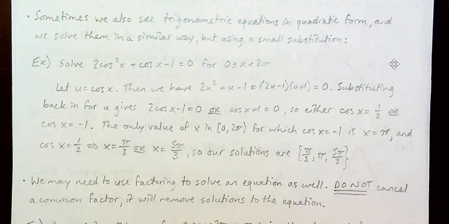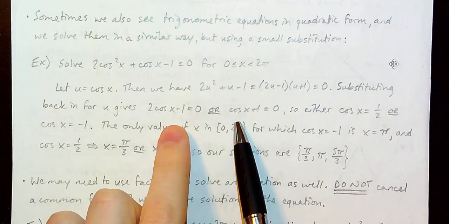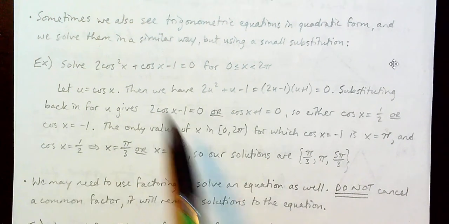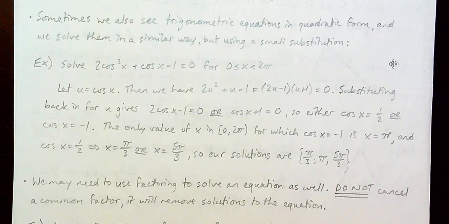Cosine of x equals 1/2. Cosine is positive in quadrants 1 and 4. The angle in quadrant 1 that makes cosine of x equal to positive 1/2 is 60 degrees, or pi over 3. So we need the angle in quadrant 4 that has reference angle pi over 3, and that angle is 5 pi over 3. So we have our 3 solutions here: pi over 3, pi, and 5 pi over 3. A solution to either one of these two equations right here is a solution to our given problem.